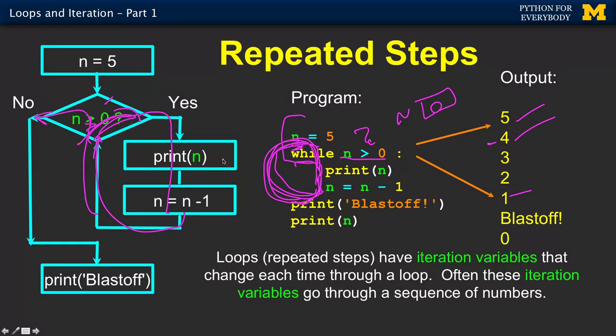And so when it's no, it comes down here and it's done. When it comes up here, it skips down to the next line and then finishes, so it prints off blast off. And we see that when we came out of the loop, n was 0. So that was like the residual value of this little variable n after the last iteration through the loop. And that's because it was 1, and then we subtracted 1 from it, and that got us to 0.